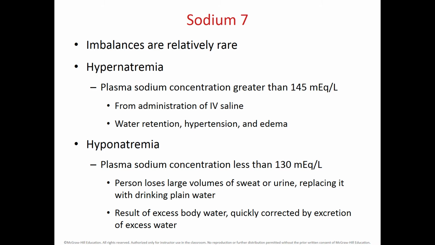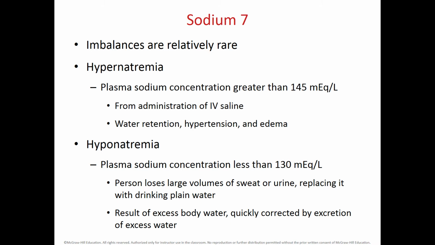So these are the two names for imbalance of sodium. We can have hypernatremia, in which you have increased sodium concentration, with sodium levels greater than 145 milliequivalents per liter, which usually happens because of administration of an IV saline solution that will in general be what we call hypertonic. The other imbalance is when you have low levels of sodium, which is hyponatremia.